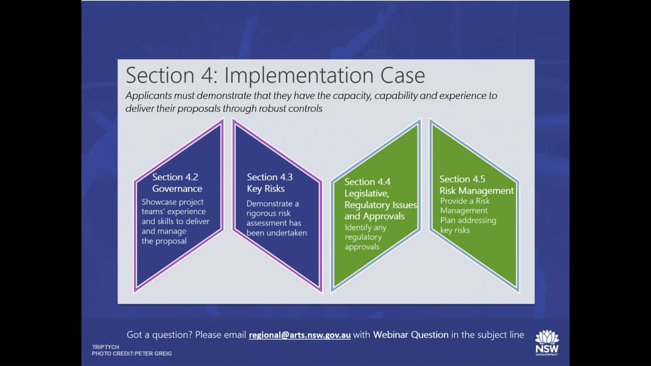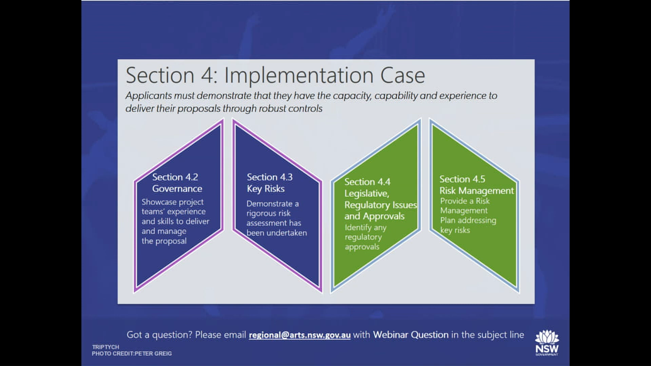The next three sections all relate to risk. So at section 4.3, you need to show the assessors that you've done a thorough risk assessment so you understand what could go wrong with the project and you're actively involved in managing that. Then 4.4, legal issues.